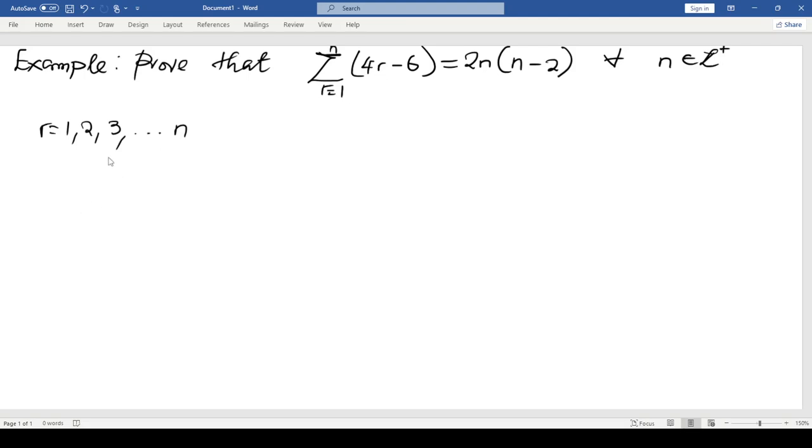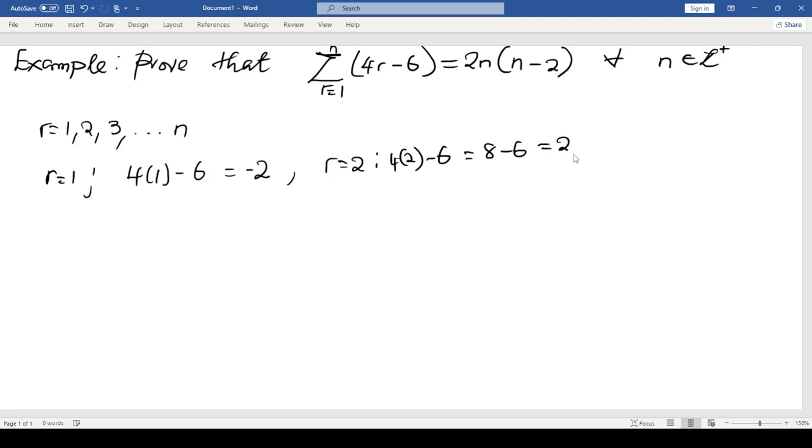So now, when r is equals to 1 here, let's find the terms. So when r is equals to 1, we're simply going to have 4 multiplied by 1 minus 6, it will give us negative 2 there. Okay, so then here we check for the next term when r is equals to 2 there. So when r is equals to 2, we're simply going to have 4 multiplied by 2 minus 6, so that will be 8 minus 6. That's going to give us 2 there.